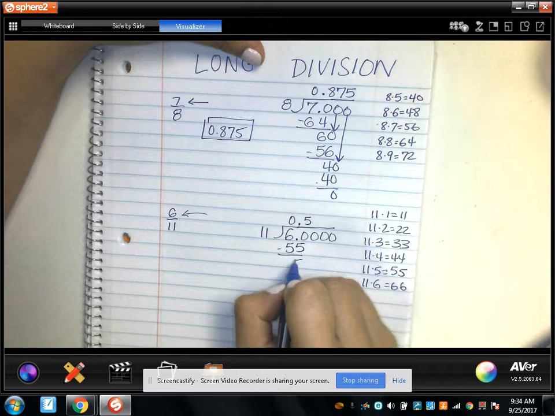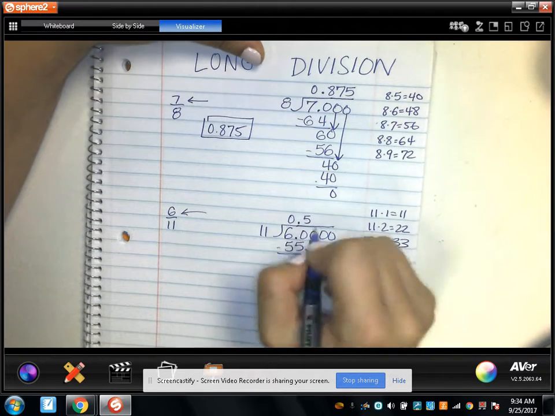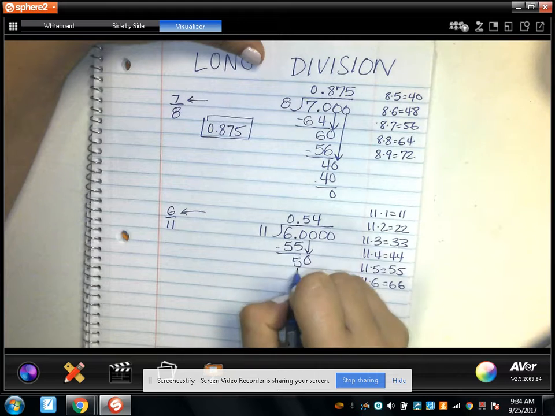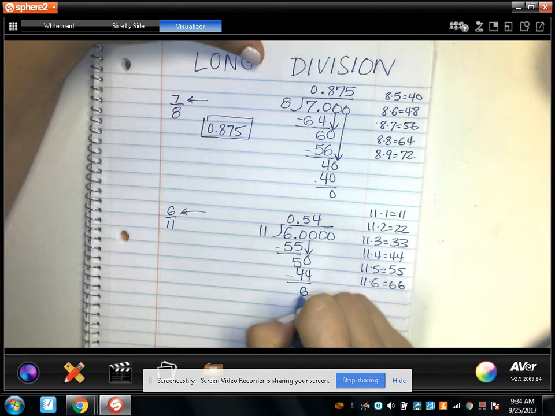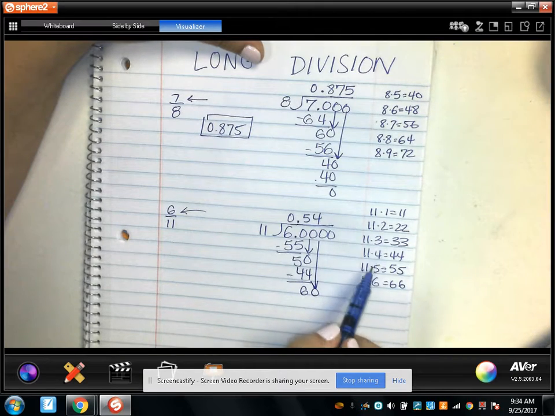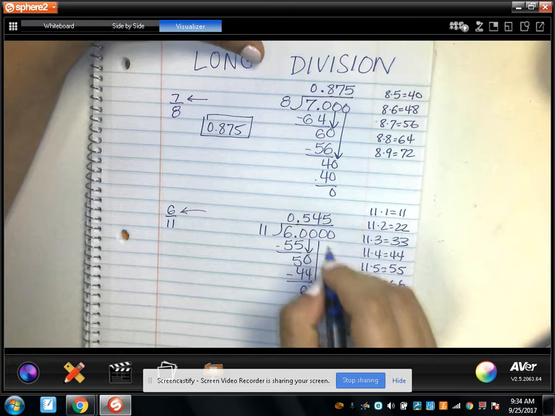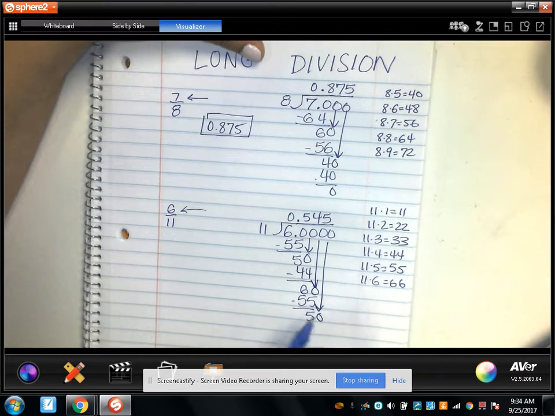I subtract, I get 5, I bring down the 0. How many times does 11 fit into 50? 4 times. 4 times 11 is 44. I subtract, I get a 6, I bring down my next 0. How many times does 11 go into 60? 5 times. 5 times 11 is 55. I subtract, I get a 5, I bring down my 0.